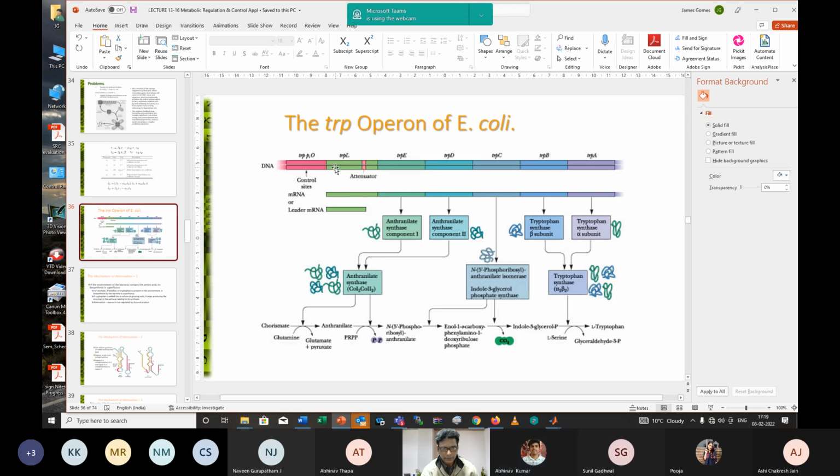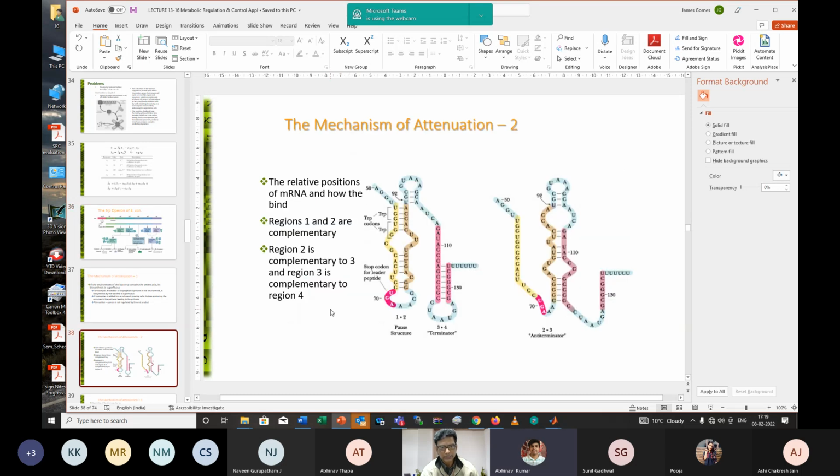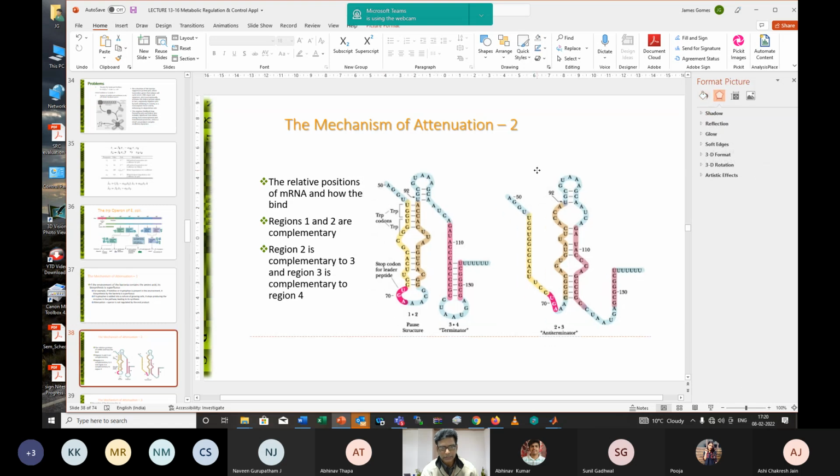Now, if this operator site is free, then the RNA polymerase will bind here, and then it will go forward to synthesize the leader sequence as well. And that's where this gets interesting, because the leader sequence, if you look at the entire synthesized component of it, has 2 configurations that it can acquire. And that is because it has regions within it, which are called regions 1, 2, 3, and 4, which have complementarity.